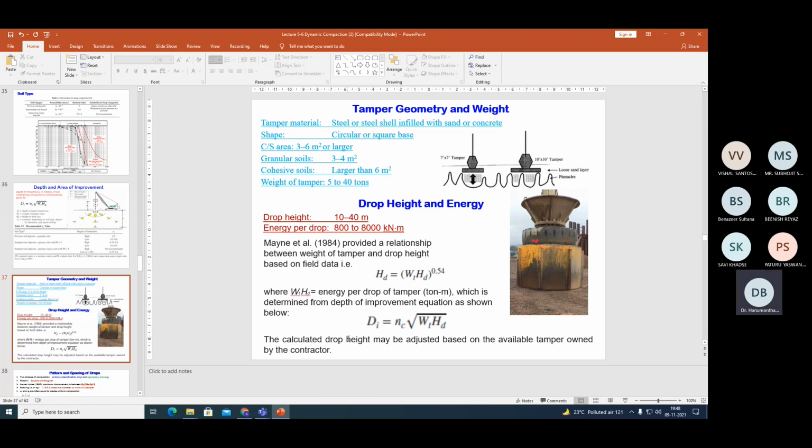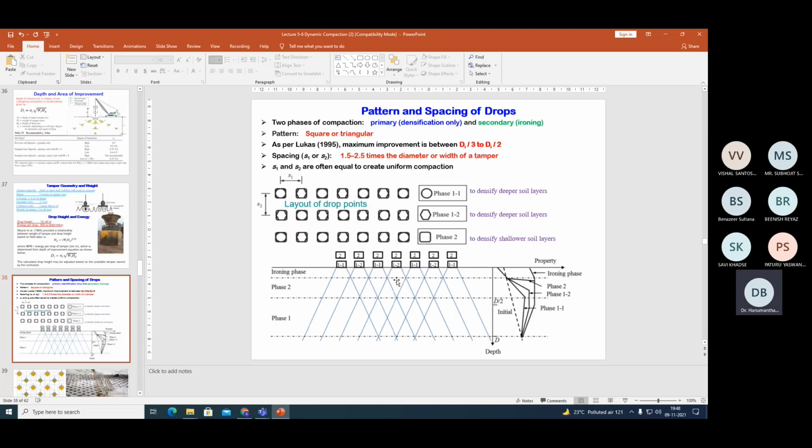Okay, so the calculated drop height may be adjusted based on the available tamper owned by the contractor. If you know the depth of improvement, or if you have calculated it based on the energy, then again you can recalculate what would be the drop height.